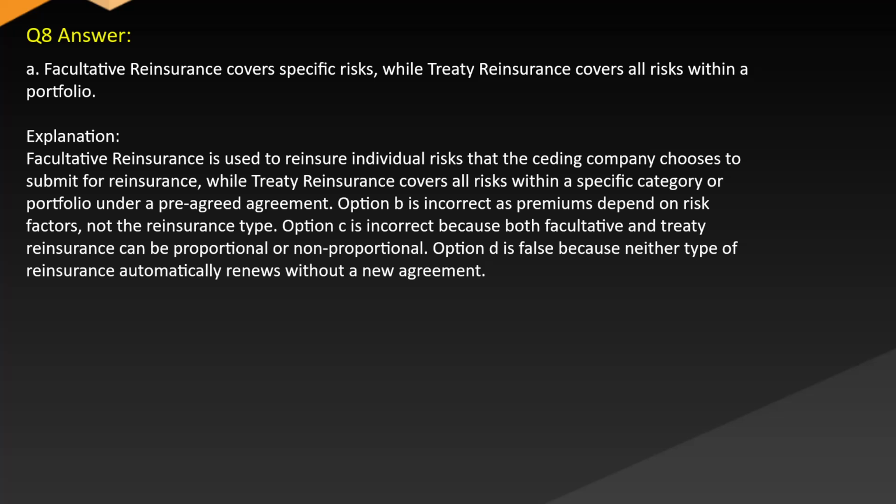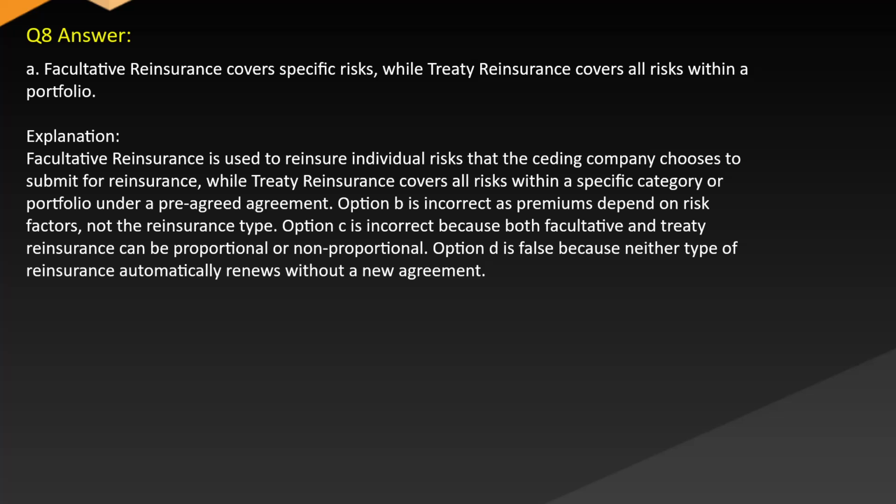Answer A. Facultative reinsurance covers specific risks, while treaty reinsurance covers all risks within a portfolio. Explanation. Facultative reinsurance is used to reinsure individual risks that the ceding company chooses to submit for reinsurance, while treaty reinsurance covers all risks within a specific category or portfolio under a pre-agreed agreement.